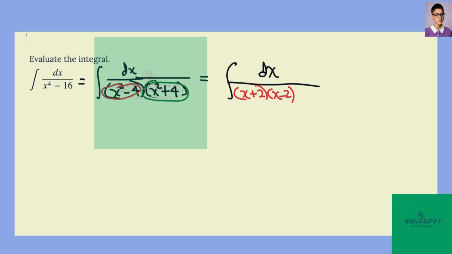Will this one factor? So you look at the discriminant here, b squared minus 4ac. It's a negative number here for this problem, for this x squared plus 4. So that means it does not factor. So we'll have to write it like that. And then we could go straight to the partial fraction.